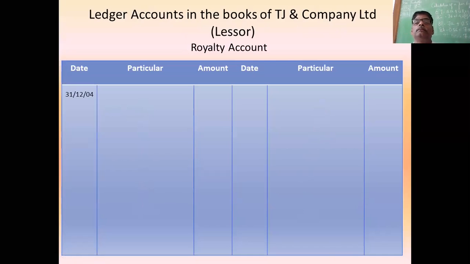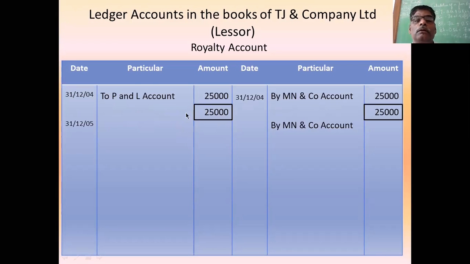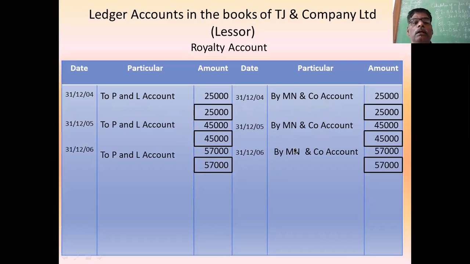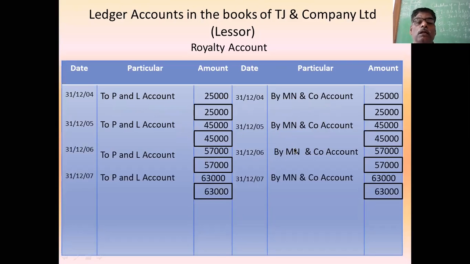And you reverse it. Debit side to P&L account, credit side by lessee account. Instead of lessor, you write the lessee name. In all the previous problems, you recorded as to lessor by P&L account. But here, to P&L account by lessee. You see here. In the reverse. To the company, this is the lessee. Because the account is in the books of lessee. Reverse order. I am writing in the reverse order. Same account. Same royalty account.